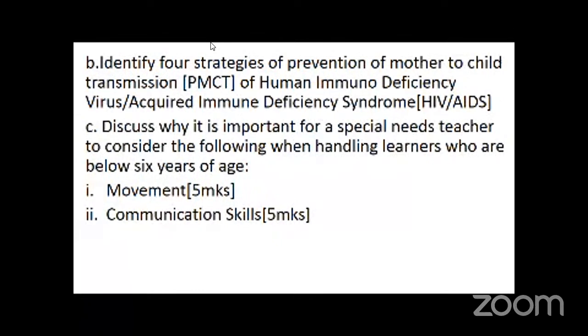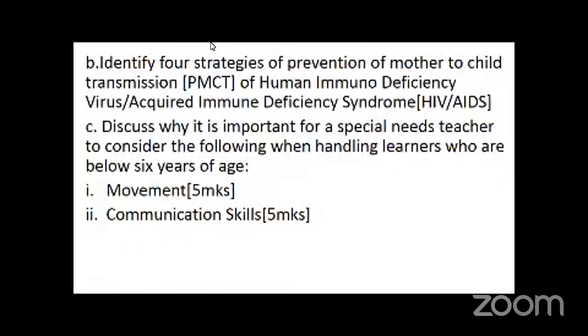Ensuring that the mother takes the ARVs if the mother is pregnant. In case of exposure of the child during birth, the child should be put under immediate medication.